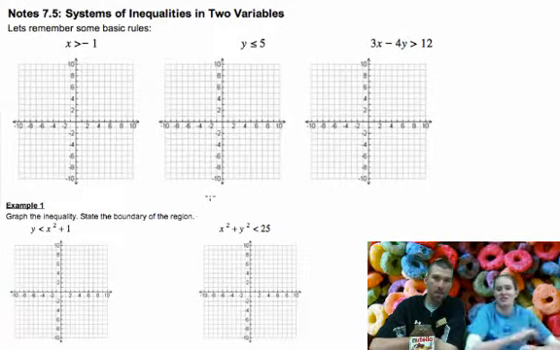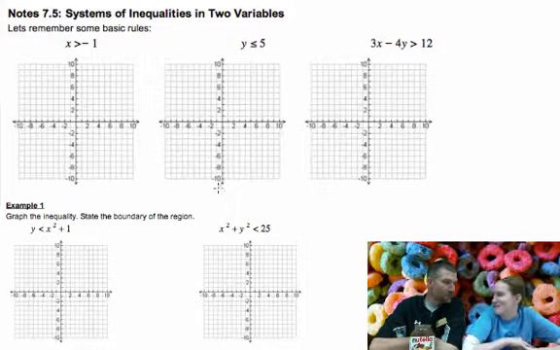All right, so 7.5 notes, systems of inequalities in two variables. This is going to be great. This is going to be super fun.